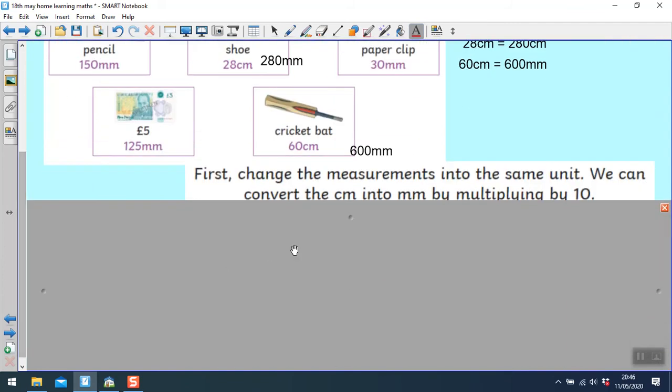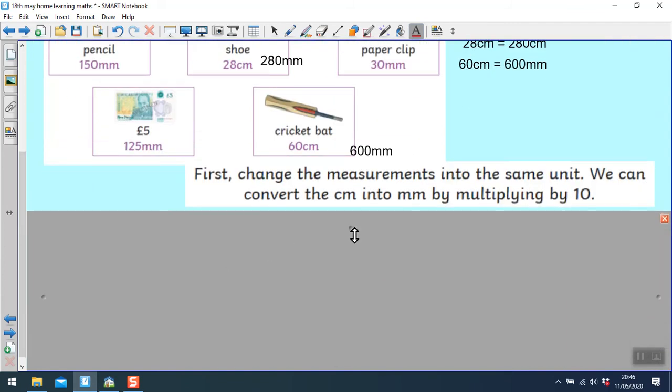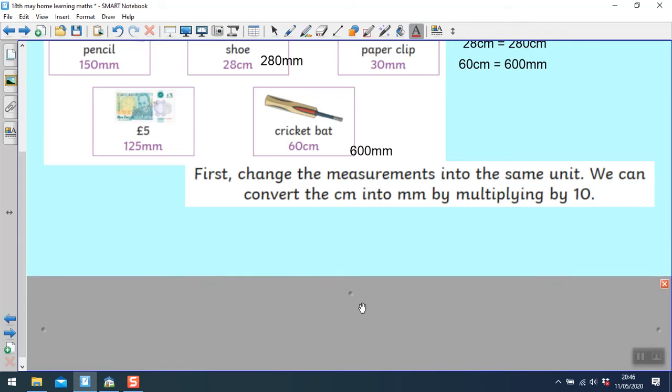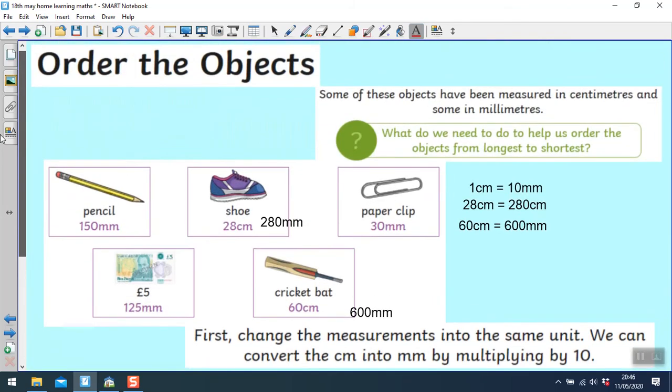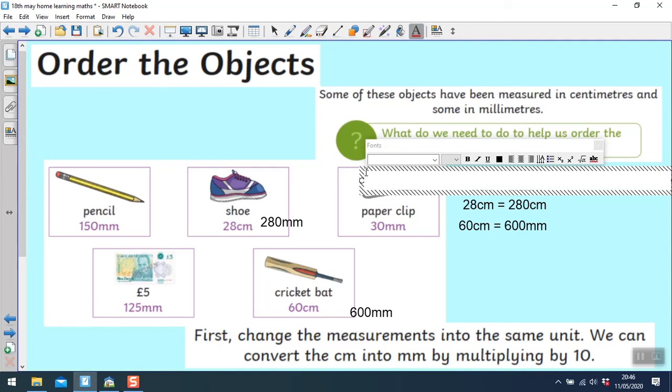So first we change the measurement into the same unit. We can convert the centimetres into millimetres by multiplying by 10. Number 1 is the paperclip. Oh, sorry, longest first. So number 1 is the cricket bat.